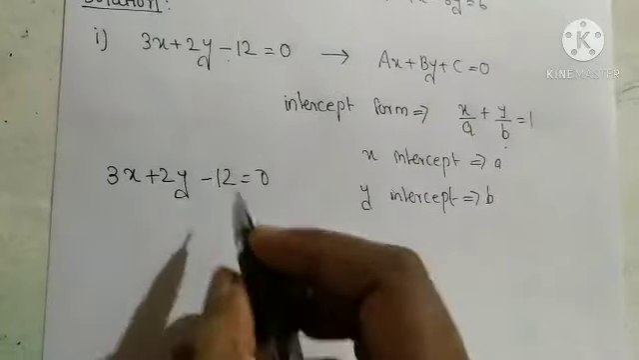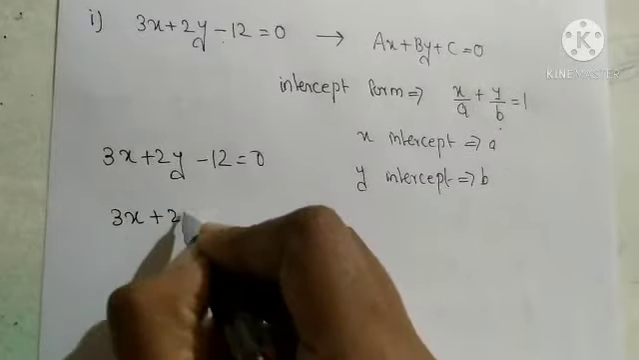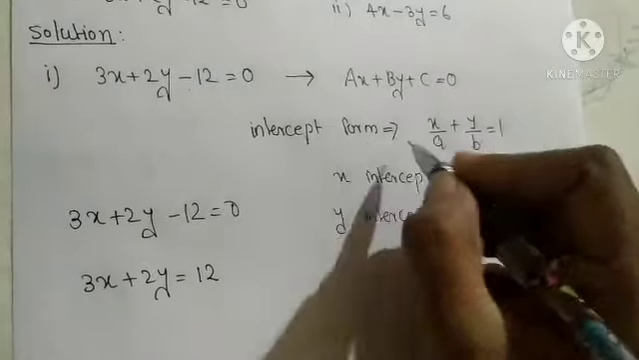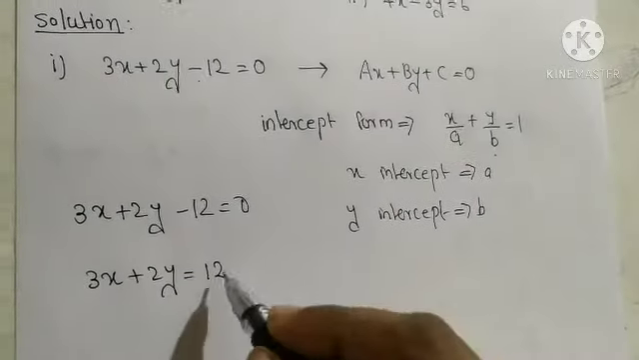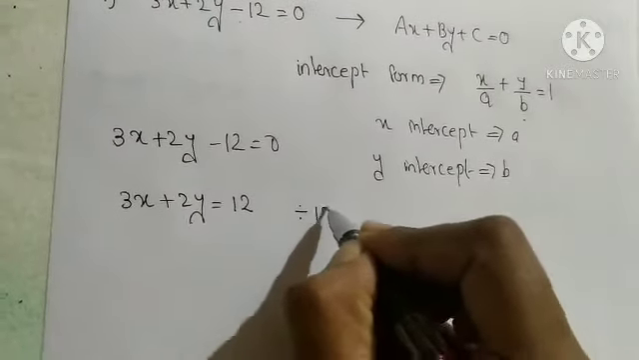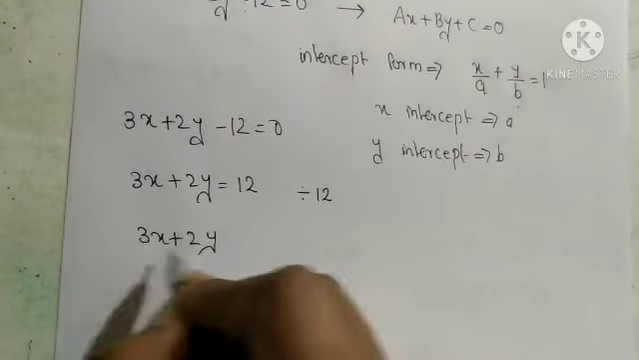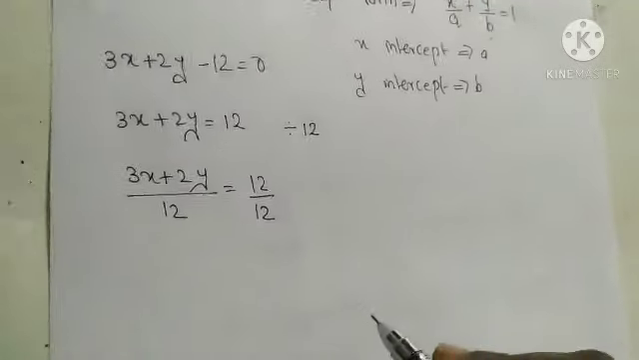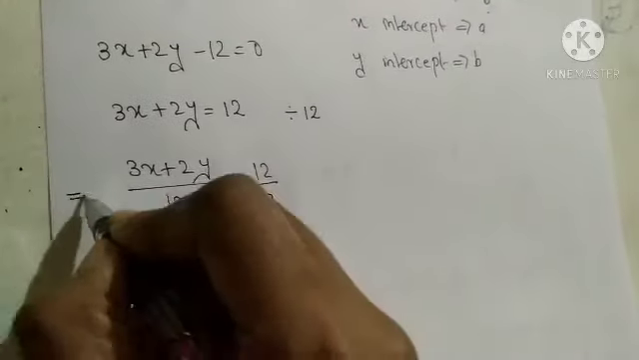Next I am going to take this minus 12 to RHS, so it will become 3x plus 2y equal to 12. And we can see that in intercept form RHS is 1, so to make this 12 into 1, I am going to divide throughout by 12. That means 3x plus 2y divided by 12 equal to 12 by 12. Dividing throughout by 12 on both sides, we get this step.